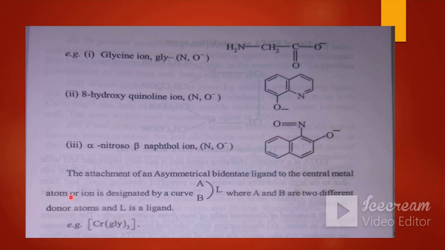The attachment of an asymmetrical bidentate ligand to the central metal atom or ion is designated by a curve like this, with A, B and L, where A and B are two different donor atoms and L is the ligand.